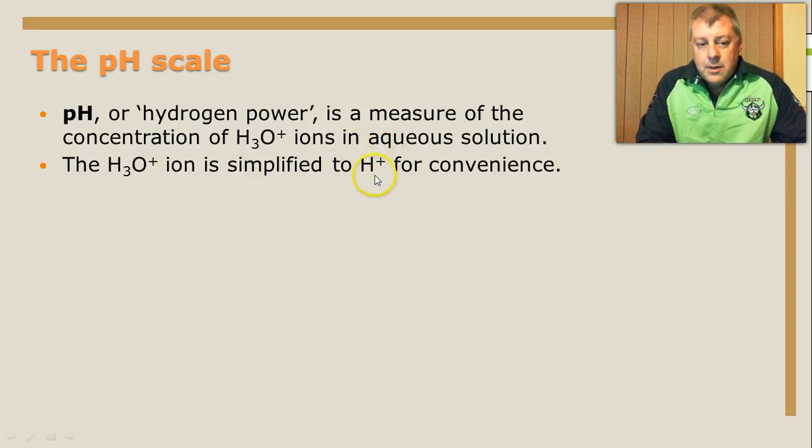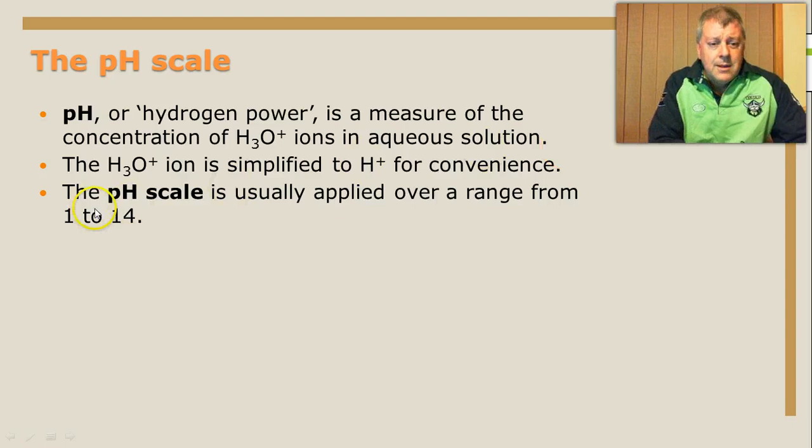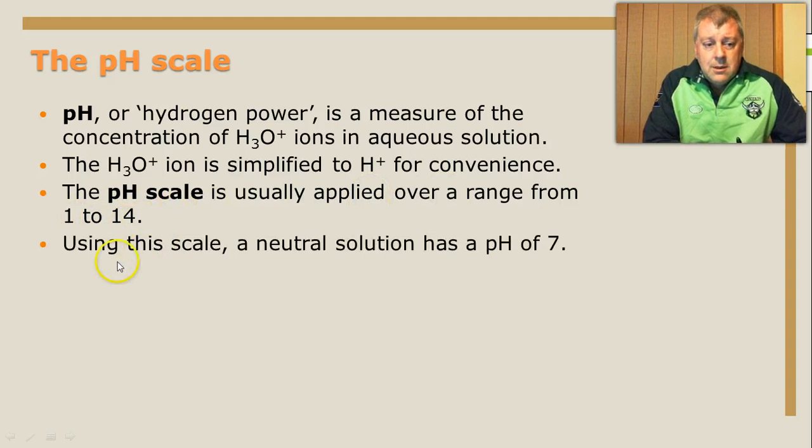So in reality you're getting this, but it's being simplified just to stop confusing people. But we've introduced it to you to confuse you basically, but I hope it doesn't. So the pH scale, or the hydrogen power, is usually applied over a range of 1 to 14. And using this scale, a neutral solution is a pH of 7.